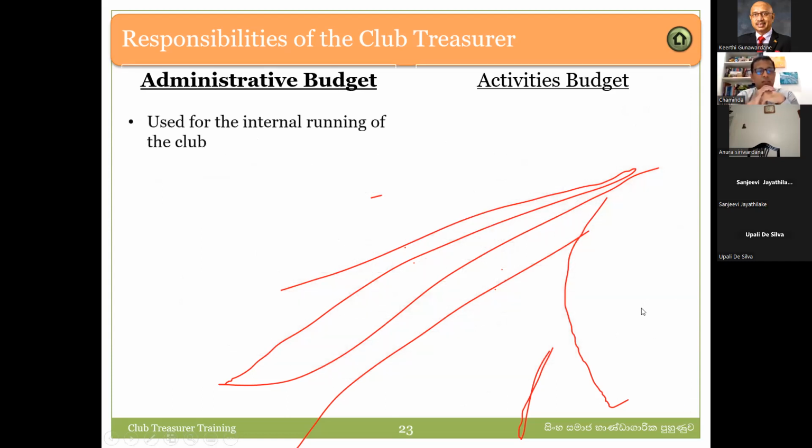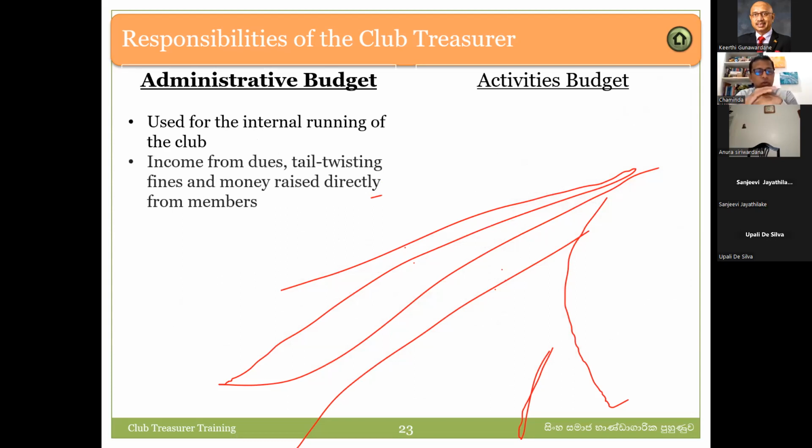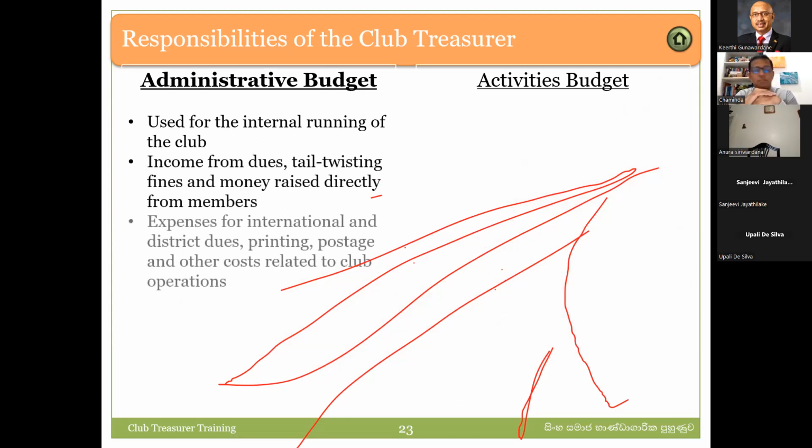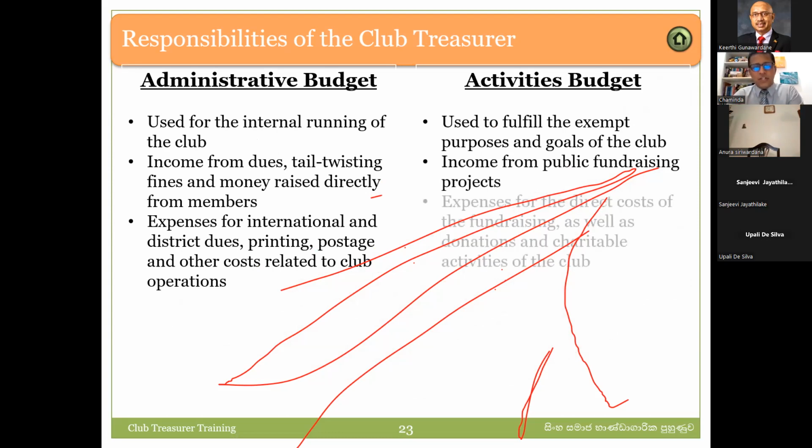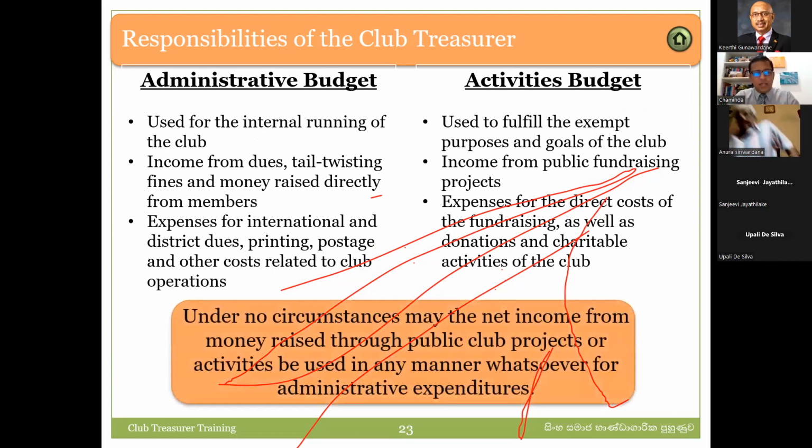The administrative budget. What's in the administrative budget? It is used for the internal running of the club, for the day to day work of the club. Income from dues, tail twisting. I haven't seen that in Sri Lanka, but when I was in a club in Australia there was a tail twister. Wherever he walked, if you don't have your badge, $1 fine. If your phone rings, another $1 fine. So he collects funds like that, about $20 or 25 a day, and puts it in the kitty.